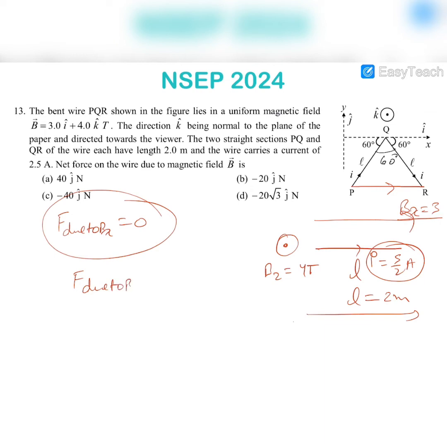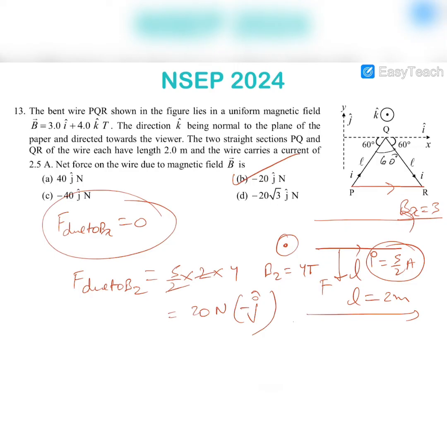Bz will be acting on the wire in the downward direction. You can see that it would be acting in the downward direction, and this you can check by Fleming's left hand rule. So this force F will be equal to ILB. I is 5 by 2, L is 2, and B is 4 Tesla. So this is 20 Newton in the direction of minus J cap. So the correct answer will be option B.